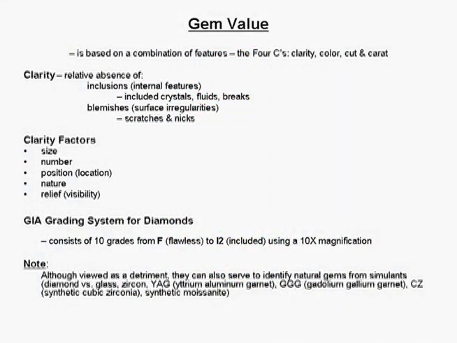Now, how about the value of the gems? Okay, so we just got done looking at the traits. How about the value? Well, value is based on a combination of features, the four C's: clarity, color, cut, and carat. So what do I mean by clarity? Clarity is the relative absence of inclusions. These are internal features. For example, a crystal included in it, a fluid, a break.